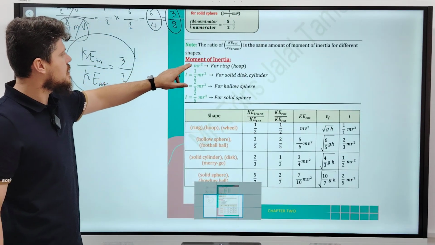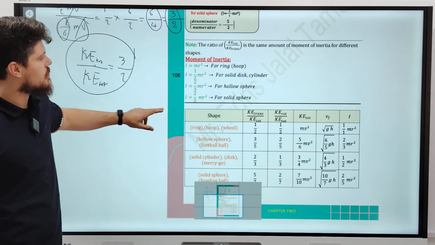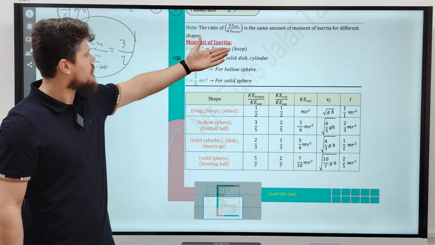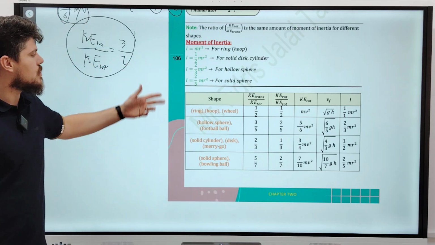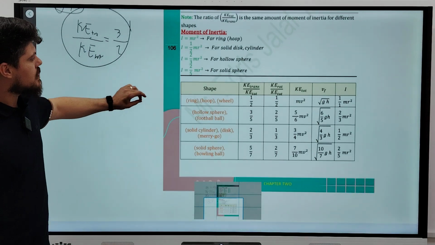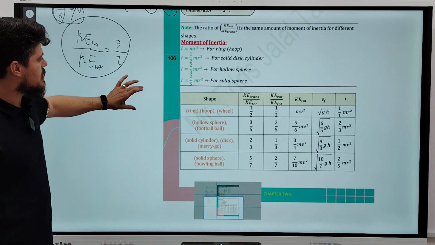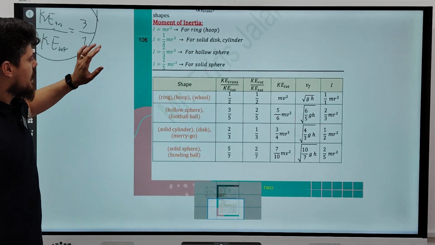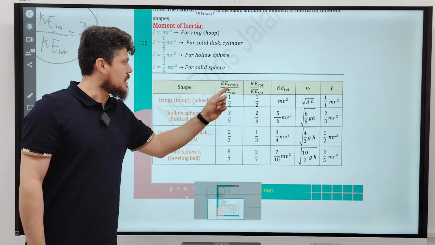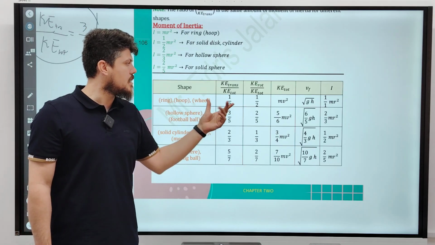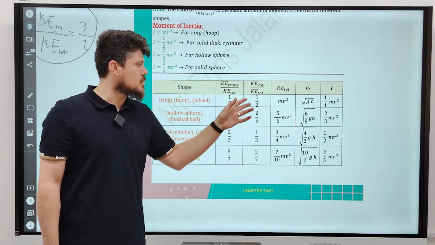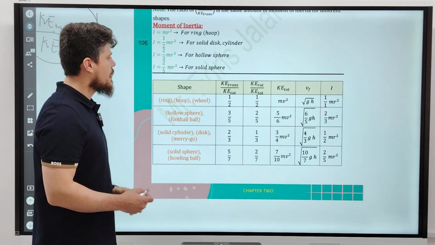This is just for reminding you the moment of inertia for the different shapes: for a thin hoop, 1; solid disc, 1 over 2; hollow sphere, 2 over 3; and solid sphere, 2 over 5. So this table is very important, guys. Be careful, please. This is the ratio of translation to total for the ring, hoop, wheel, bicycle tire, and this is rotation to total, equal to 1 over 2.